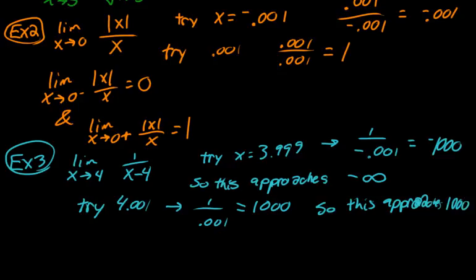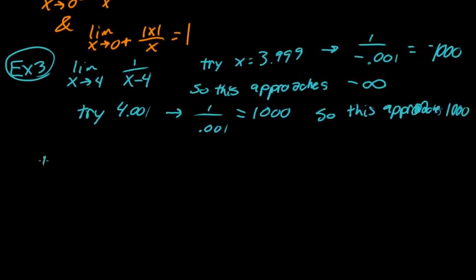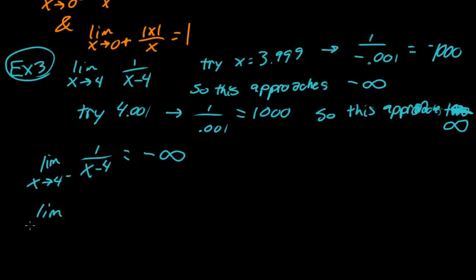So we have two different limits here. And to write this out mathematically, we say the limit as x approaches 4 from the left of 1 over x minus 4 equals negative infinity. Oh, this should not say approaches 1,000. That approaches infinity. And the limit as x approaches 4 from the right of 1 over x minus 4 equals positive infinity. So this is another example of a one-sided limit.